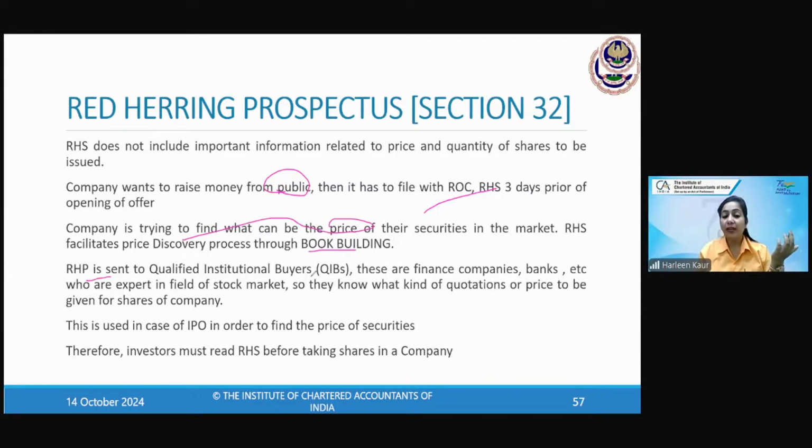RHP is sent to qualified institutional buyers. These are the finance companies. So basically it is sent to the finance companies and banks who are experts in the field of the stock market, because we want to know what kind of quotations or price will be given for our shares. In case of an IPO, you are using this in order to find the price of securities. Investors must read the red herring prospectus carefully before taking up the share in the company.